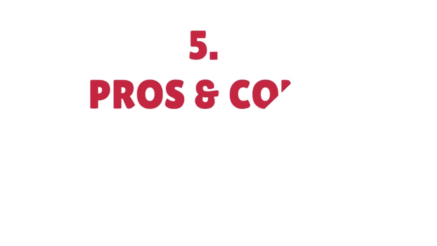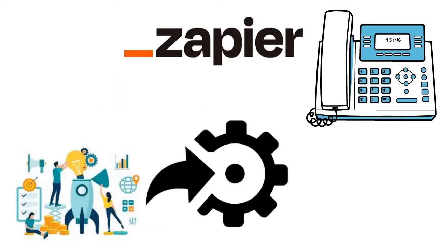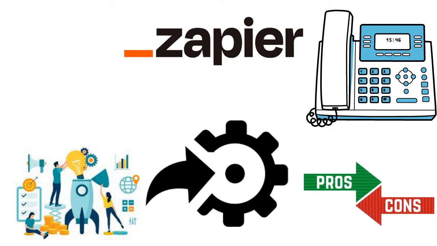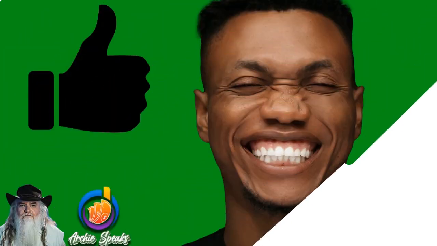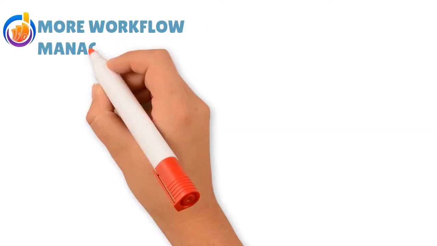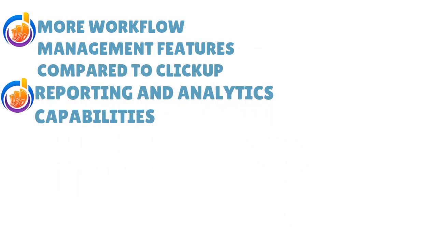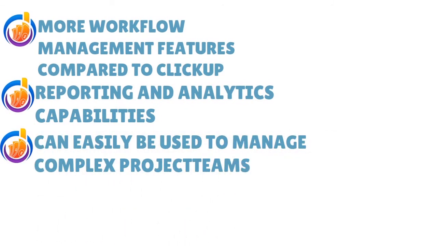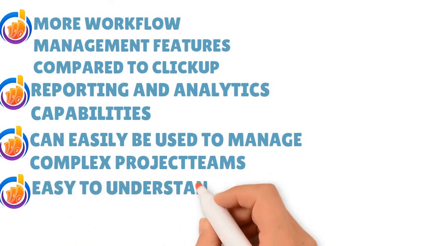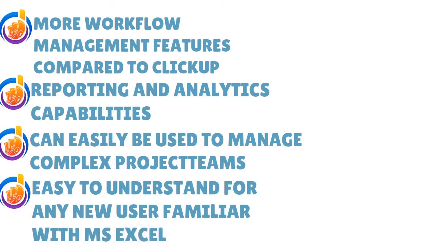Let's talk about the pros and cons when we talk about Smartsheet versus ClickUp Business Plan Software. I want to first talk about the pros and cons of Smartsheet. So when you think about Smartsheet for your business plan software needs, here are the pros I want you to think about. You have more workflow management features compared to ClickUp, reporting and analytics capabilities. Here is a tool that can easily be used to manage complex project teams, and it has easy to understand capabilities for any new user familiar with Microsoft Excel.